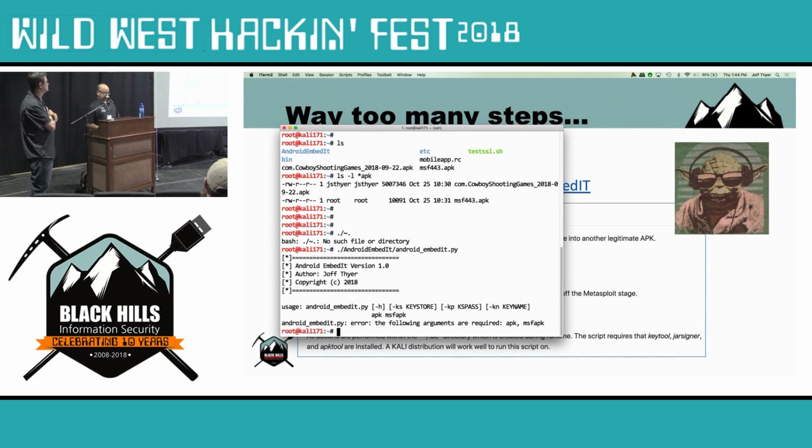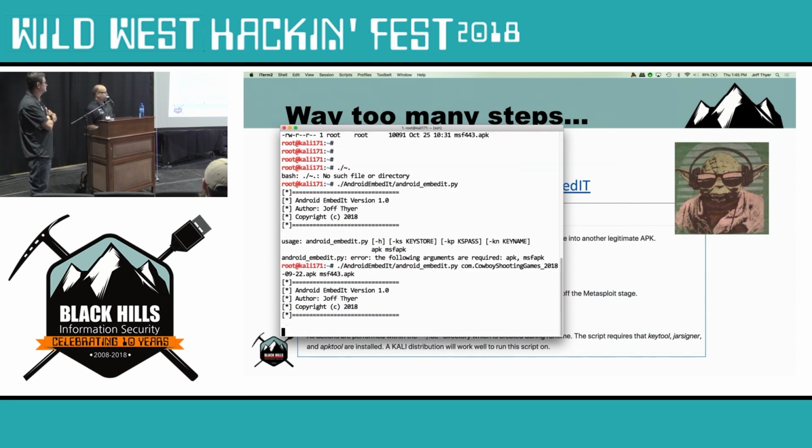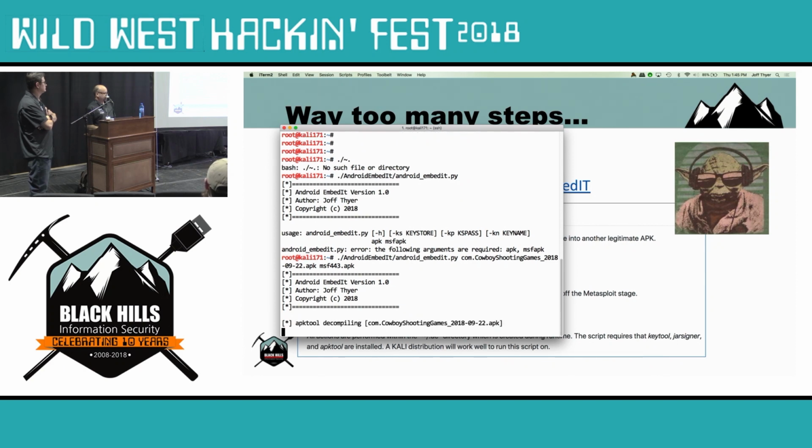It really works as simple as this. It will generate your own key store temporarily during the signing process. So you pass it the APK file that you're going to sign. You pass it the Metasploit APK file that you're also going to embed, and you hit enter. And it really is that simple, and it does all the work for you, okay?